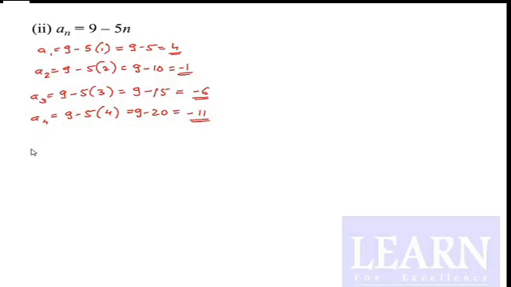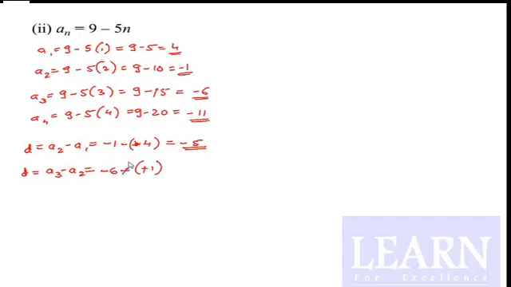How to check? D equals A2 minus A1. Subtract one after the other. Is minus 1 minus of minus 4, because A1 is plus 4. So minus 1 minus 4, what is the value? It is minus 5. Now we'll check for the next one. D equals A3 minus A2, which is minus 6 minus of minus 1. Look here, minus minus becomes plus. Minus 6 plus 1 gives again minus 5.